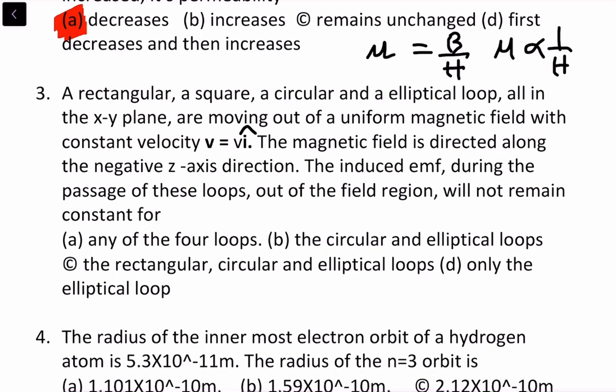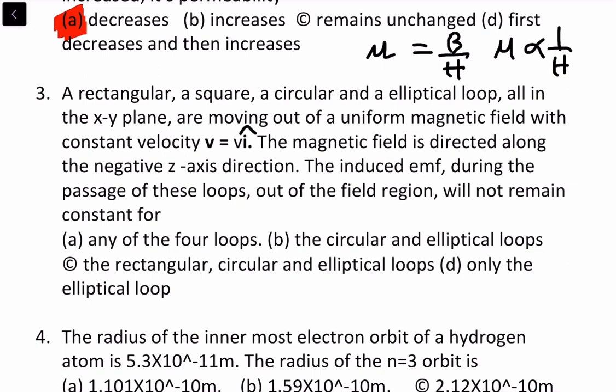The induced EMF during the passage of these loops out of the field region will not remain constant for. So they have given the options. Induced EMF, whenever there is a change in the flux, EMF is induced. Flux is related with the magnetic field. Phi is equal to BA cos theta. Now, if B is changing, that is the magnetic field is changing, that is flux is changing, then EMF is induced.